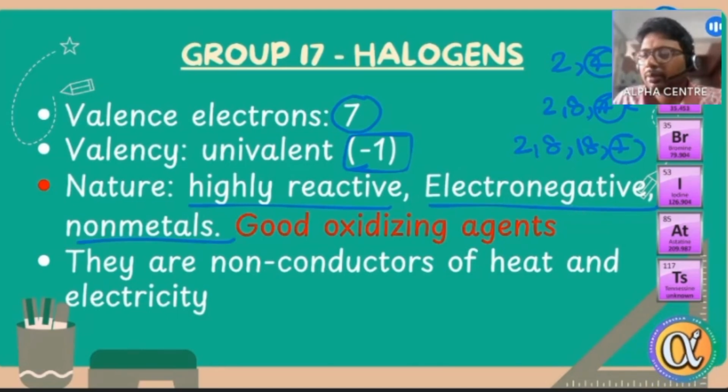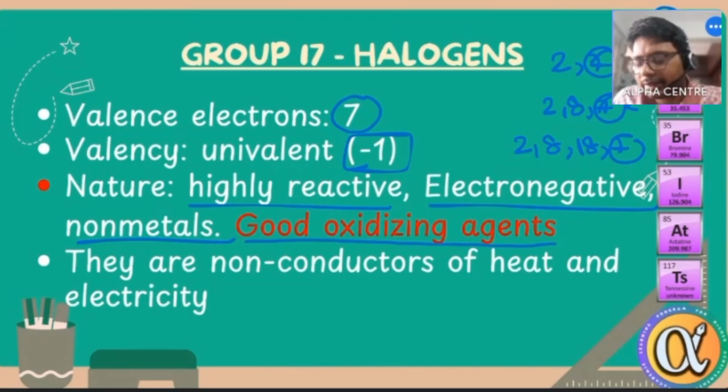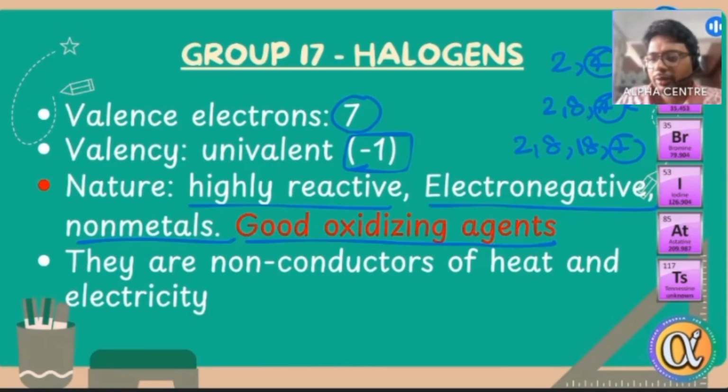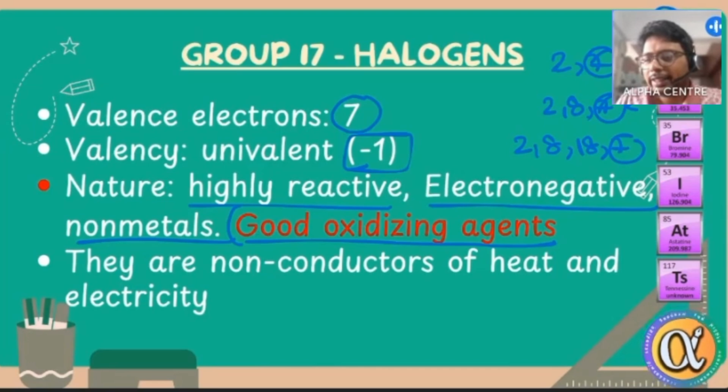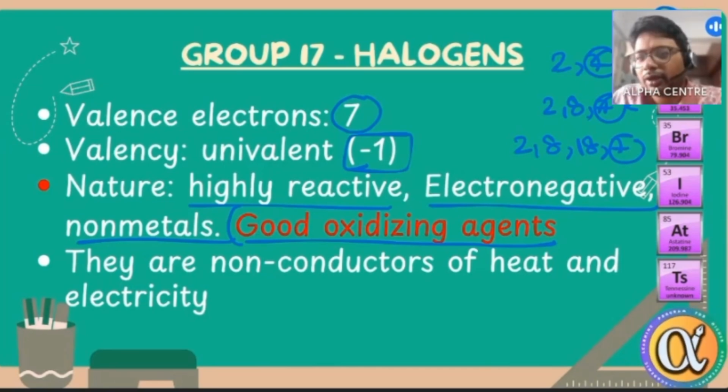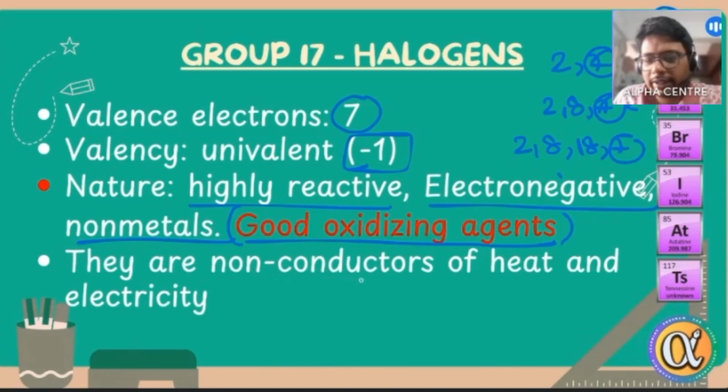What is electronegativity? About that we will study in a while. These elements are good oxidizing agents. Why are they called good oxidizing agents? About that also we need to know a little bit more this year. If you ask me briefly, a good oxidizing agent is a substance which easily pulls electrons from others. All of them have 7 electrons in the outermost shell, so they are eagerly waiting for 1 electron. So they have a tendency to pull electrons from other elements. Hence, they are called oxidizing agents. These are all non-conductors of heat and electricity. As they are not metals, they don't conduct electricity.